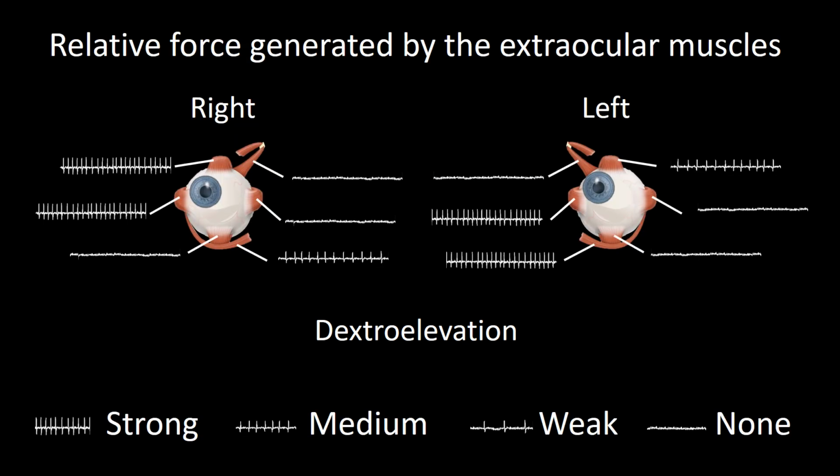The horizontal position of the eyes is maintained by the right lateral and left medial recti, and the vertical position by the contractions of the elevators, the superior rectus predominating in the right eye, and the inferior oblique predominating in the left eye.